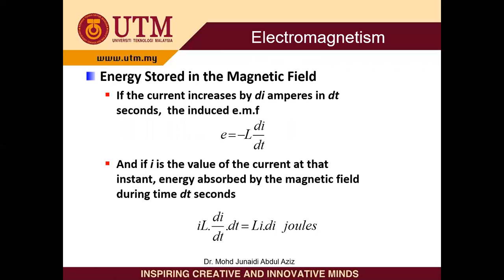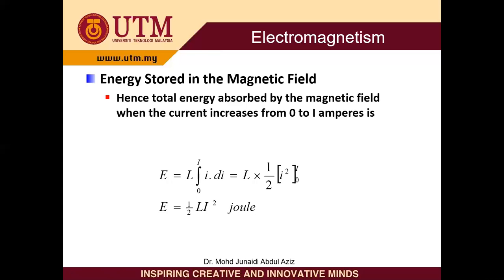And if you want to find the energy absorbed by the magnetic circuit during time delta t here, what you need to do is multiply I with E, and multiply also with time. So you get joules, the energy, which is P multiplied by t. You will find that the energy is Li multiplied with the change of the current.